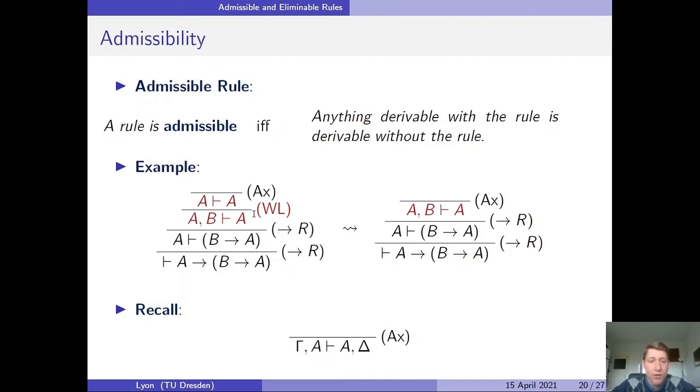Before I move on, though, why is it the case that we can go from this first derivation to the second derivation? Well, if we observe the conclusion of weakening left, we can see that there's a formula, namely A, which occurs on both the left and the right-hand side of the sequent, meaning that the conclusion of weakening left is an instance of the axiom rule. So we can squash these two inferences into a single inference, namely just the application of the axiom rule.